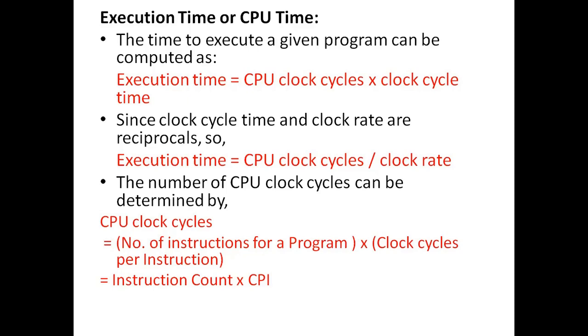So now, which has the higher performance? Computer A has the higher performance. It takes less execution time for completing the particular task compared to computer B. So that's why computer A has higher performance compared to the performance of B.